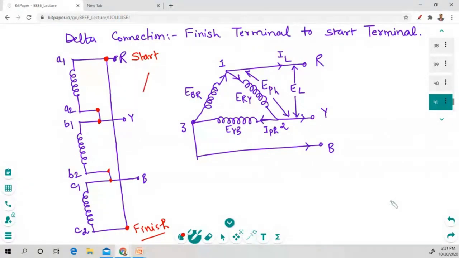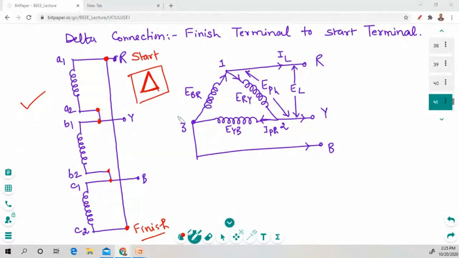Okay, so how we can represent the delta? In math you will find the delta is denoted like this. So we have to make our connection like this notation. So that's why we have connected 3 wires in this manner. Okay, so let's take a look at how we have represented these delta connections.